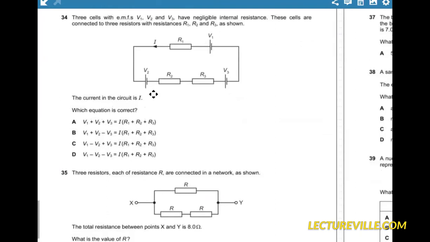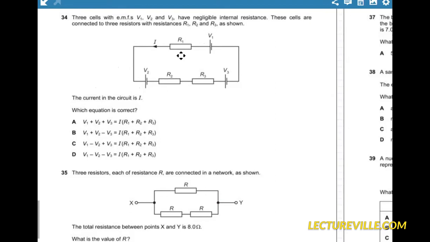Which equation is correct? So V2, V1, V3, they are all adding up because they all are sending current in the same direction. So it is V1 plus V2 plus V3. I think A seems like the correct answer. Yeah. But look at the current. The current is going this way. They are sending current this way. So V2 and V3 are connected opposite.